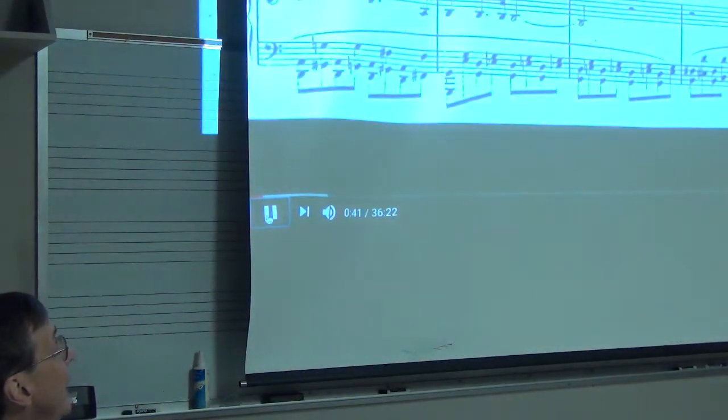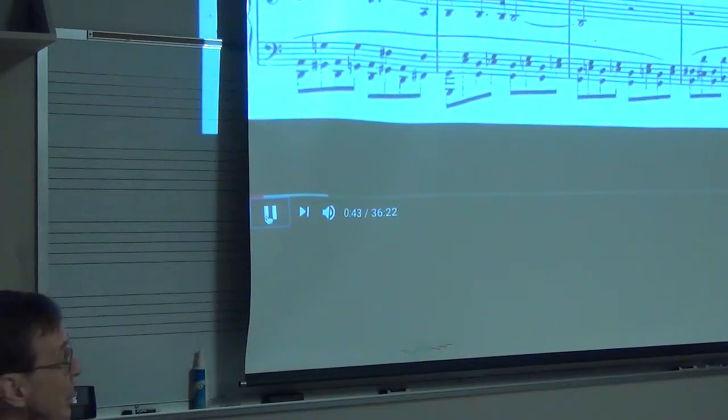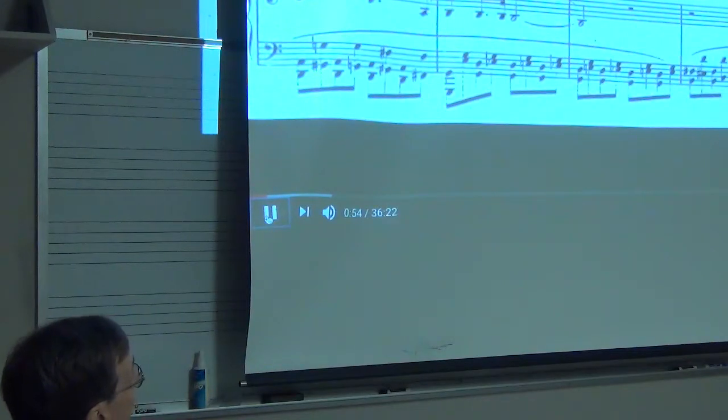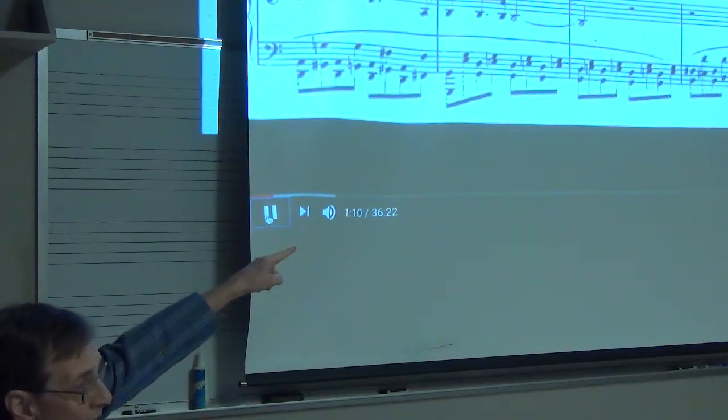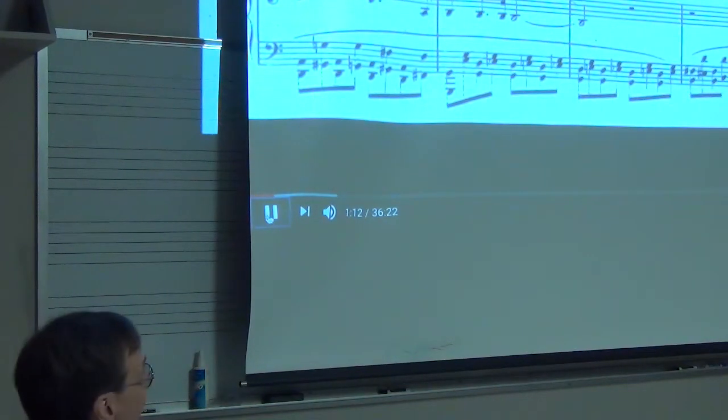This is the next one. It is in A minor, but you notice we don't really have a feeling it's in A minor for a while. Notice the inner voice counterpoint that's chromatic.